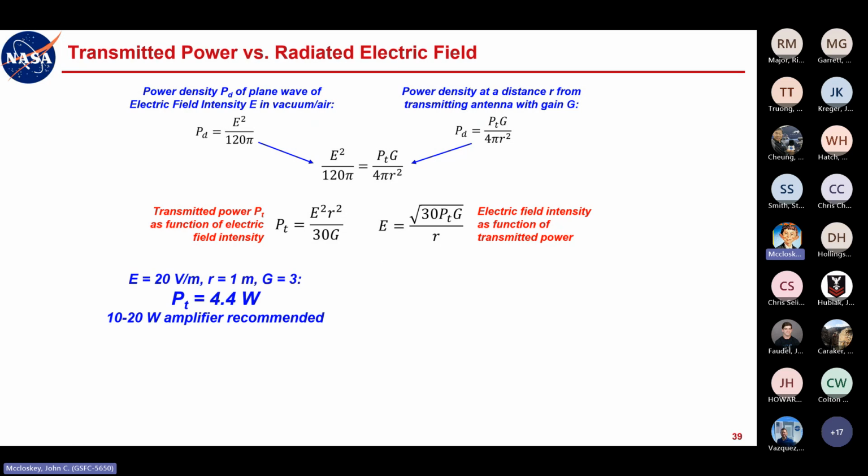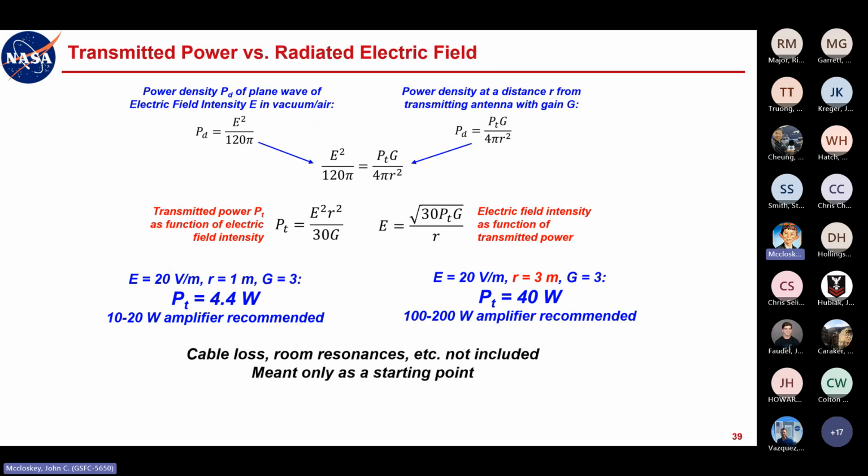So just looking at a couple of examples, if you want to get 20 volts per meter at a distance of 1 meter, and I'm going to use that example of a gain of 3, one of the examples on the previous slides, you need about 4.5 watts. So a 10 to 20 watt amplifier is recommended. And then if you move the antenna back to 3 meters to get a larger beam width for the same antenna gain, now you need about 40 watts. Right, about a factor of 9 more power. So there you'd want about a 100 to 200 watt amplifier to get that power.